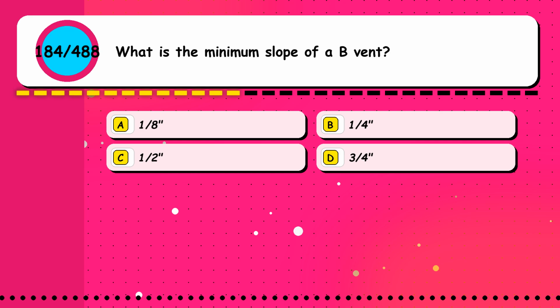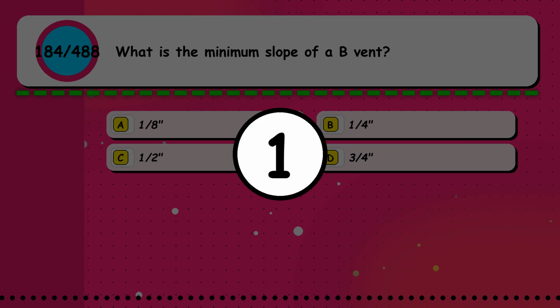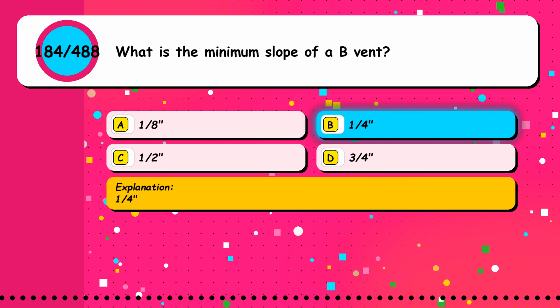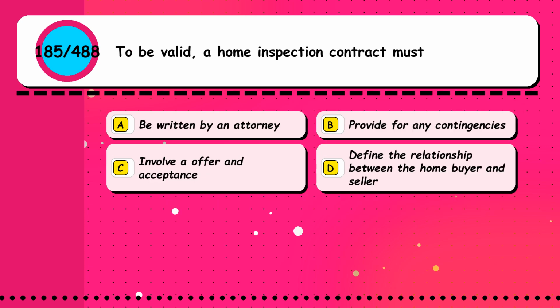Question 184. What is the minimum slope of a B vent? Option A, 1/8. Option B, 1/4. Option C, 1/2. Option D, 3/4. The correct answer is option B, 1/4.